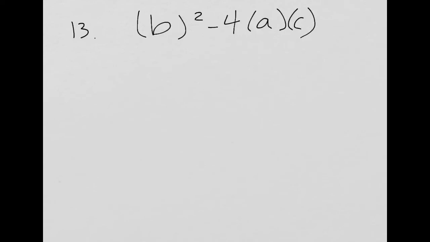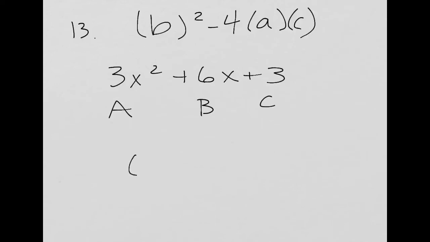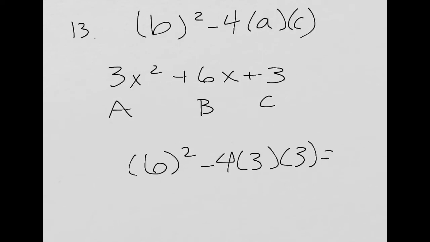This next set asks you how many solutions, and what type. So that's where you're using b squared minus 4ac. So the first problem on 13, your A is 3, B is 6, and C is 3. So you'll do 6 squared minus 4 times 3 times 3. If you put that in your calculator, you get 0, which means there's one real solution, because when you add and subtract 0, it doesn't change anything.